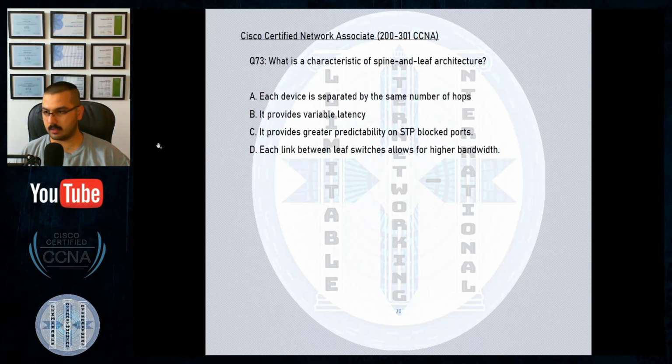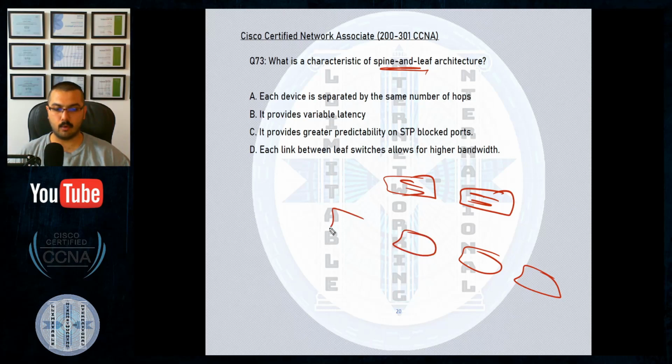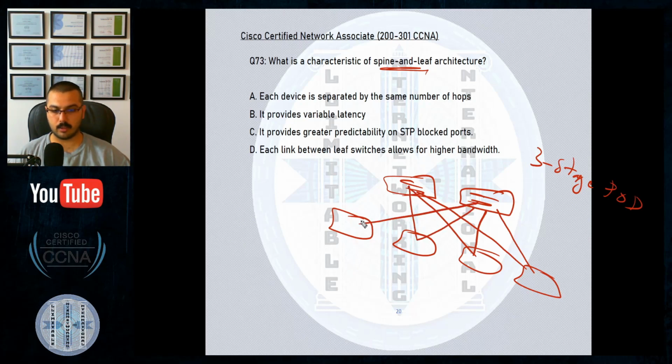73. When will we end today? Let's see. What is a characteristic of spine and leaf? A couple of spines, and let's say four leaves. The general rule of a 3-stage pod says that every leaf should be connected to all the available spines. No spine-to-spine connection, never. No leaf-to-leaf connection at all.